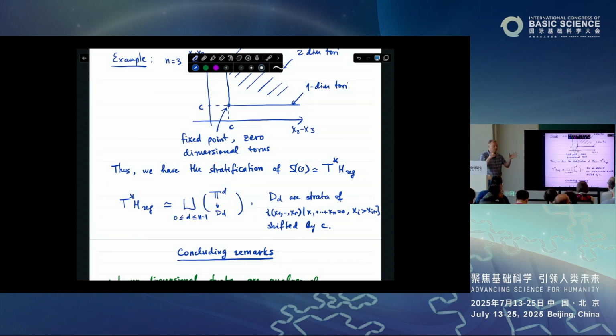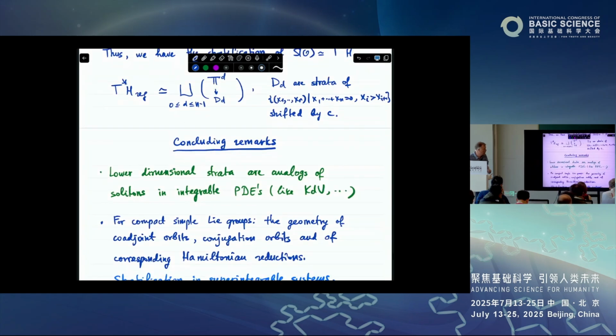So that's an example of a nice and simple stratification where big dimensional tori, when you go to low dimensional strata, they just shrink. And in the extreme case, they become just a circle.